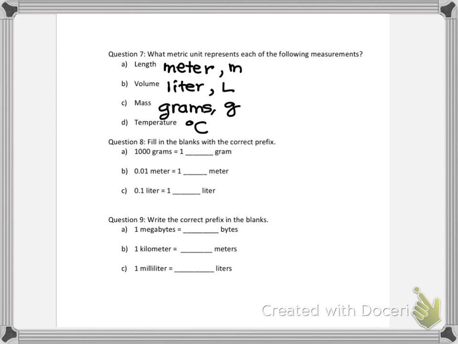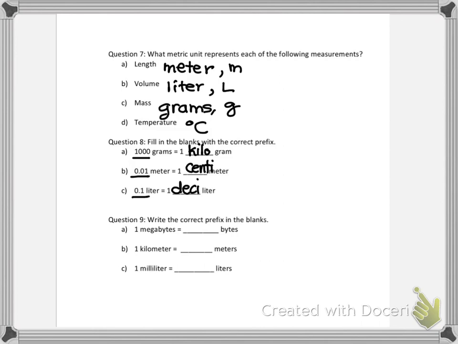Question 8 says, fill in the blanks with the correct prefix. So 1,000 means kilo. So if I have 1,000 grams, it's the same as a kilogram. 1/100th means centi. So 1/100th of a meter is a centimeter. And then 0.1 is deci. So 0.1 liters is a deciliter. Now write the correct prefix.